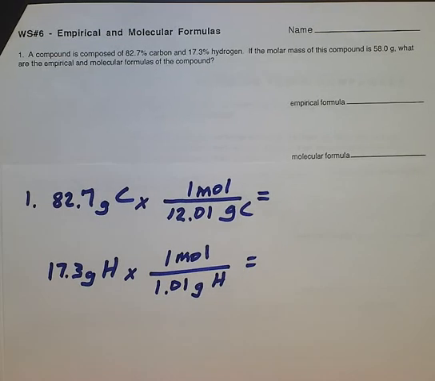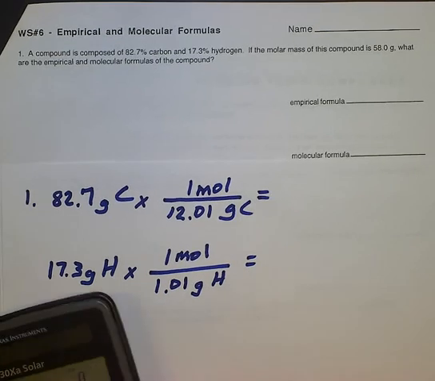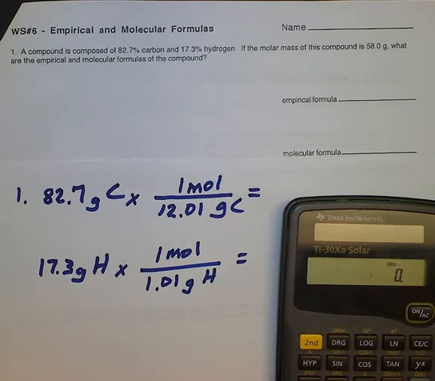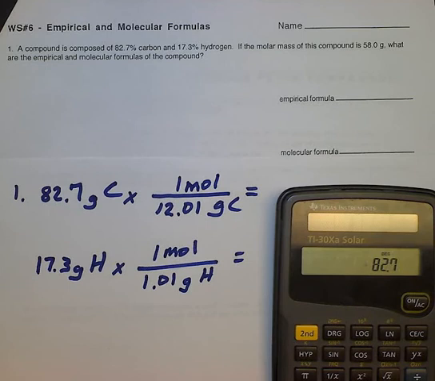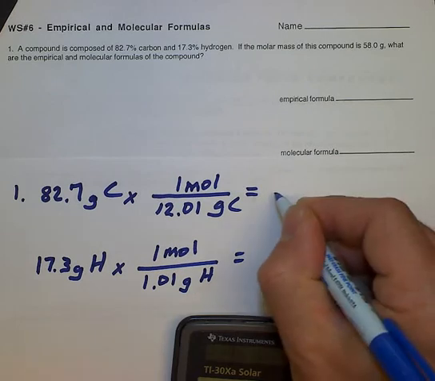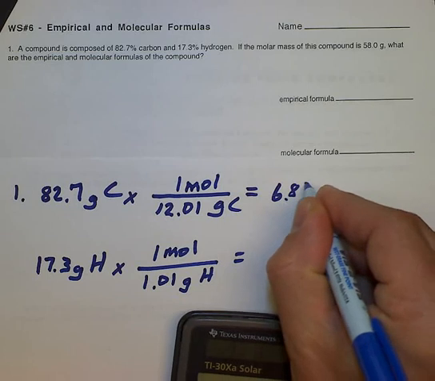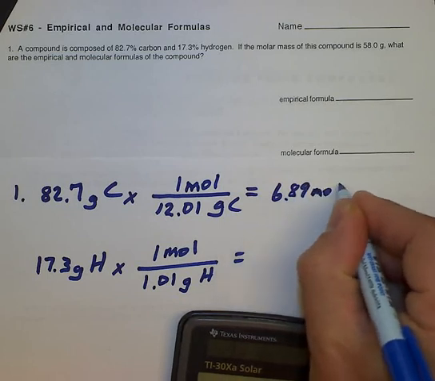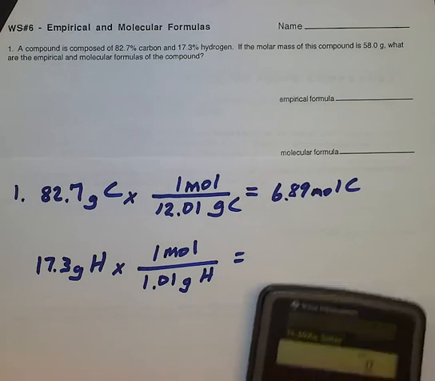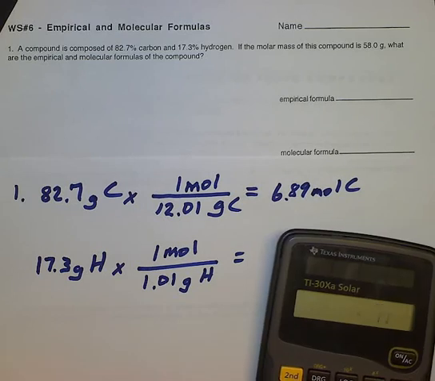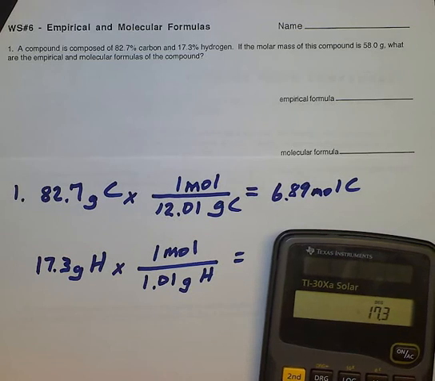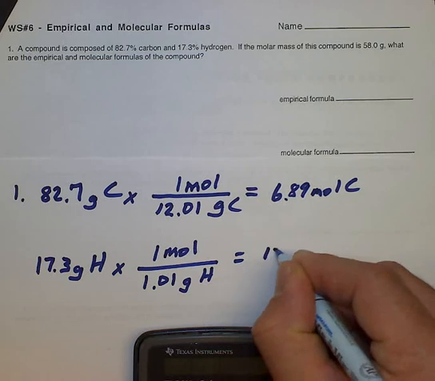So we're going to work these out on our calculator here. We'll take 82.7 divided by 12.01. We get 6.8859. We're going to round that to 6.89 moles of carbon. And then for hydrogen, 17.3 divided by 1.01. That's going to give us 17.128 or 17.1 moles of hydrogen.